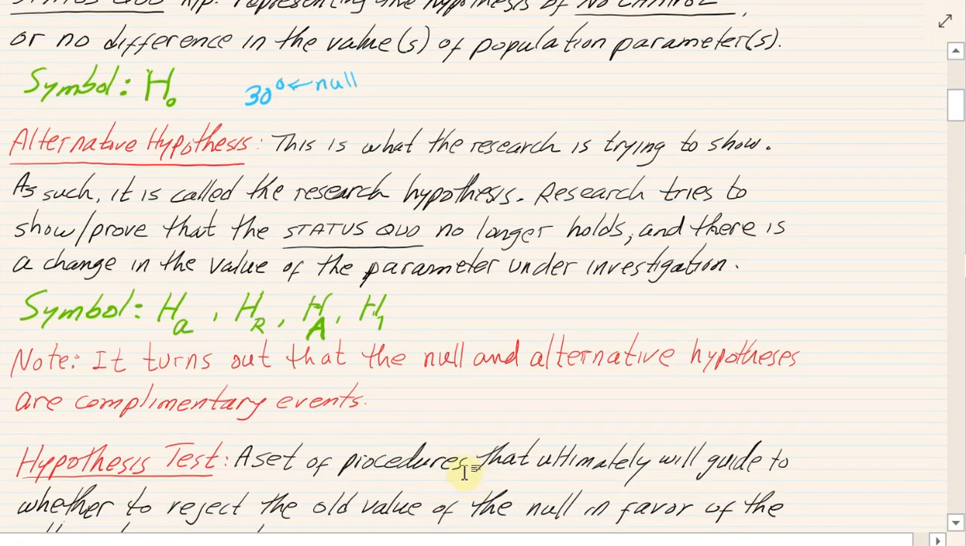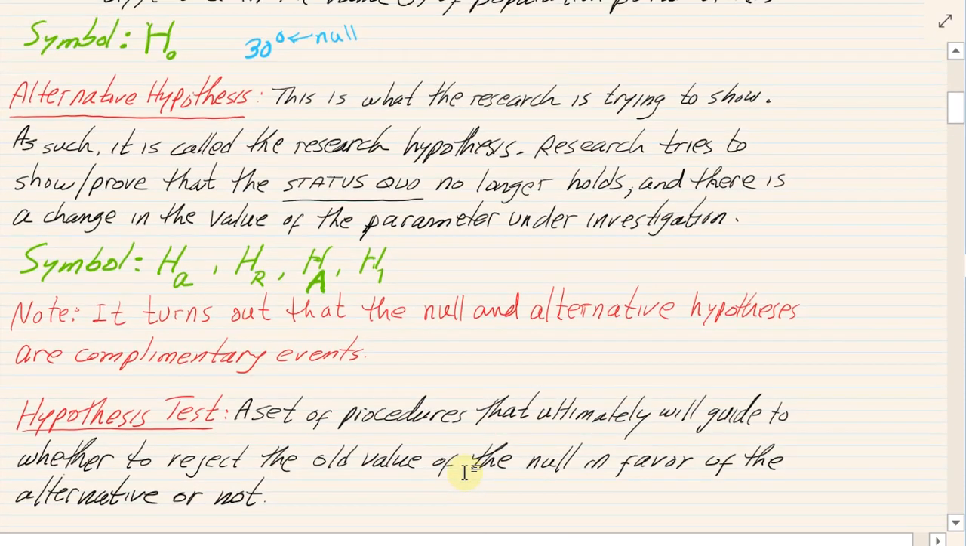So what are we talking about when we say we're doing a hypothesis test? Here's a definition of a hypothesis test. A hypothesis test is just a collection of procedures that will ultimately help us decide whether to reject or not reject the null in favor of the alternative, the research. So that's what the hypothesis test is. It's just a collection of procedures that help us test statements about the null.